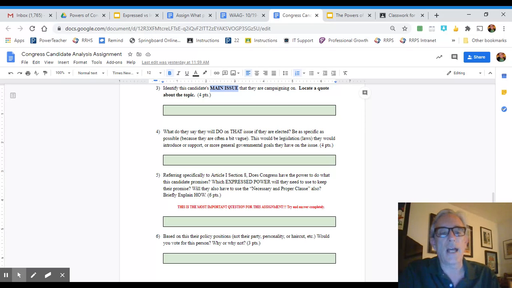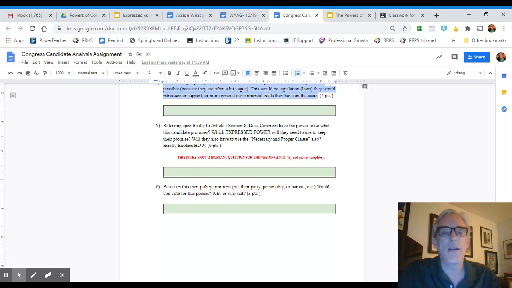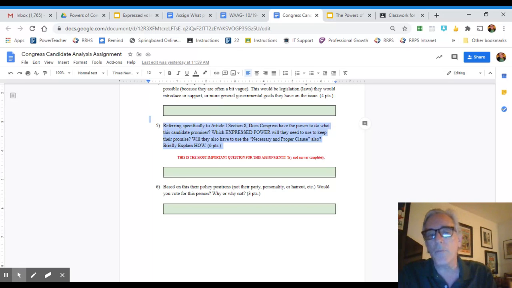I want you to find a quote that says what they will do regarding that issue if they get elected. And again, I'll show you where to find that information. And then this question, which is really the most important for this particular assignment, which is referring to Article 1, Section 8, does Congress have the power to do what this candidate for Congress is promising? As we know, politicians sometimes say things that are a little bit more than they can actually do. So we're going to take a look and see to what extent that might be true with the candidates that are running this year.